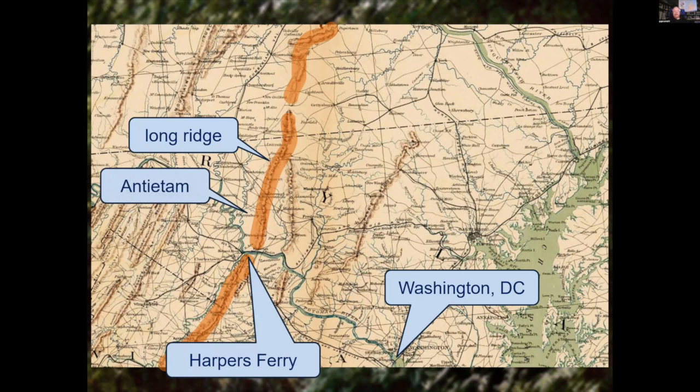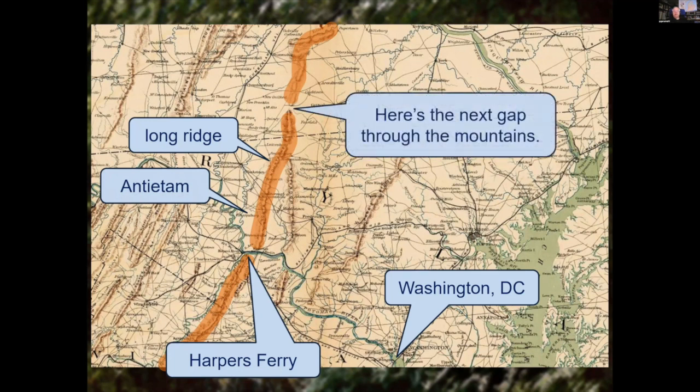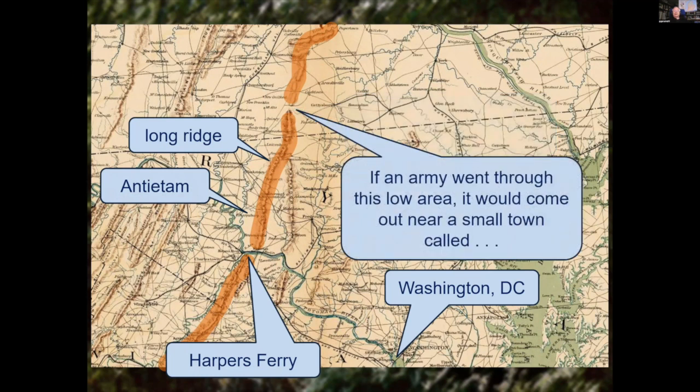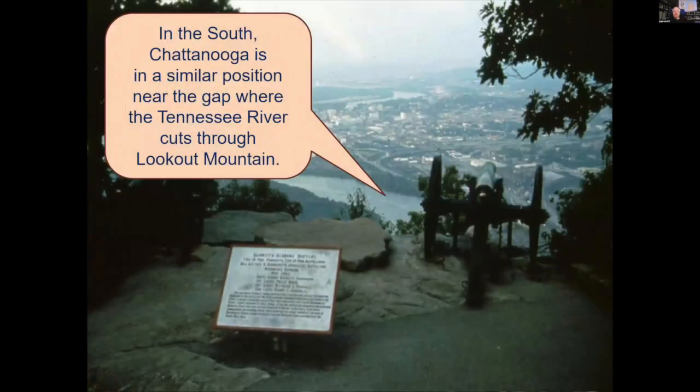The next time the Southern Army came up, it said, we're not even going to try to win Harper's Ferry and keep it. We're going to go for the next gap. So there's the next gap through the mountains. And when I get up there, if I go through that low area, I come out near a little town called Gettysburg. And the biggest battle of the South was at Chattanooga, where the Tennessee River cuts through that long mountain range, because there is no gap between Harper's Ferry and Chattanooga where you can go through that mountain very easily.